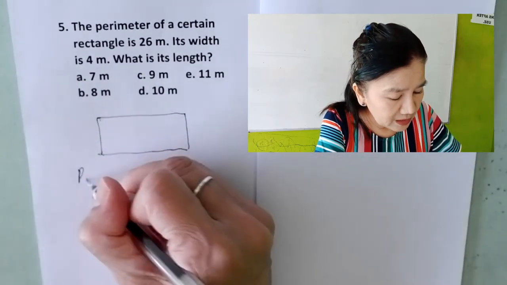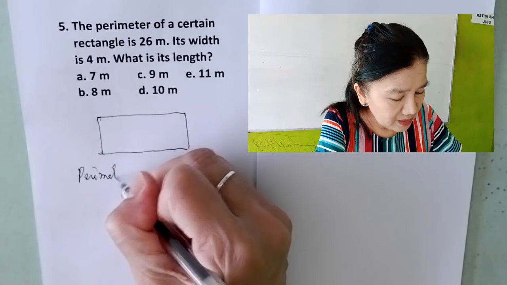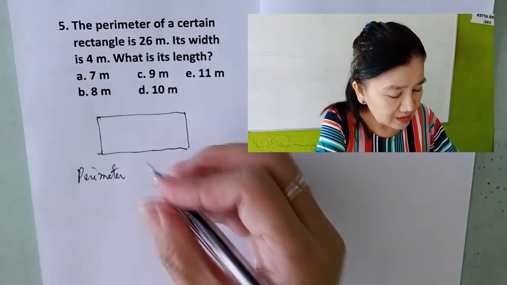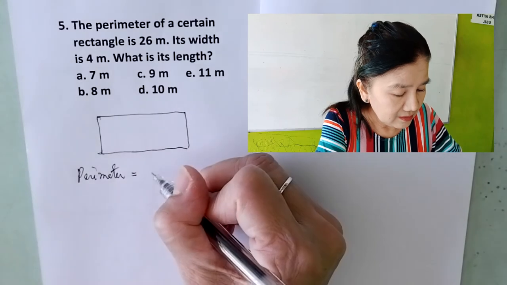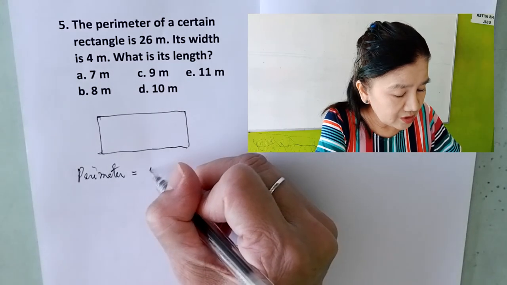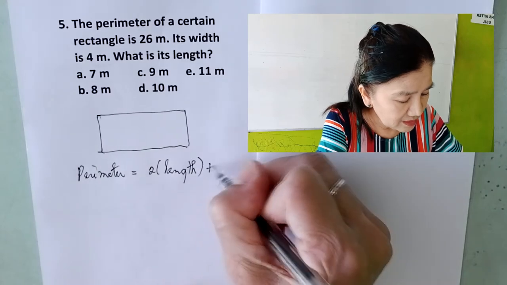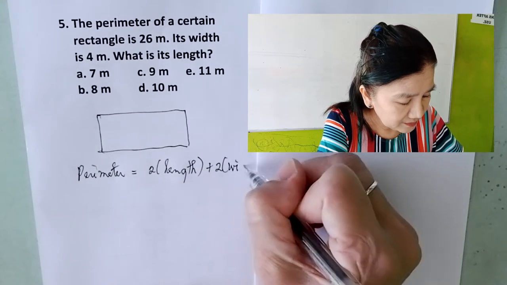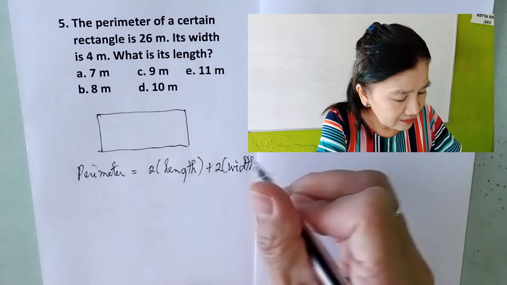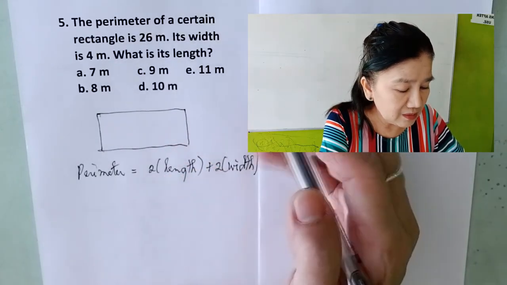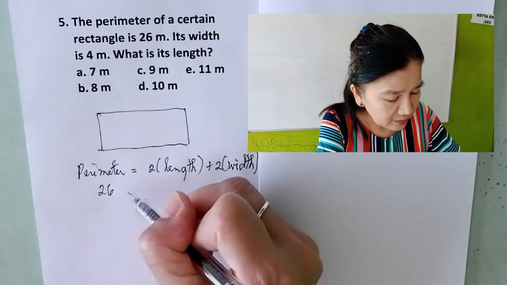Remember the perimeter, when you say perimeter, as discussed in problem number 4, you just add all the sides. So the perimeter is just 2 times the length plus 2 times the width. Right? There. So given that the perimeter is 26, so we have a 26 here.